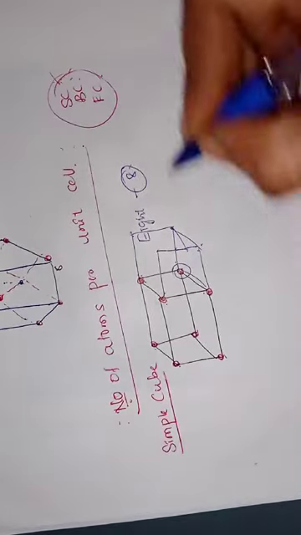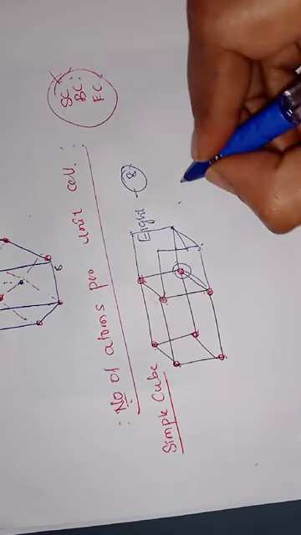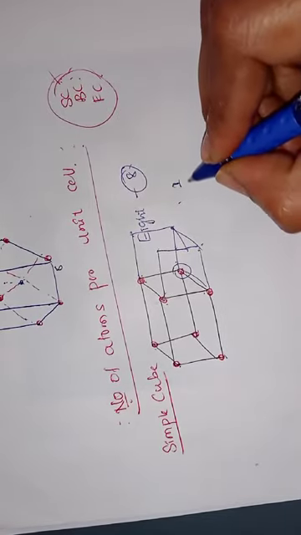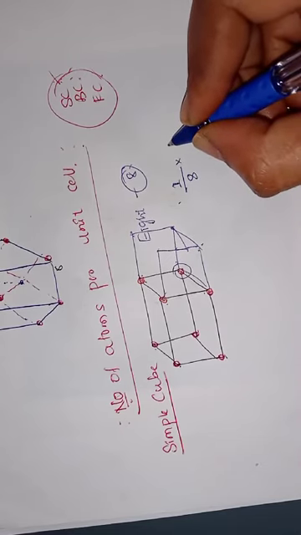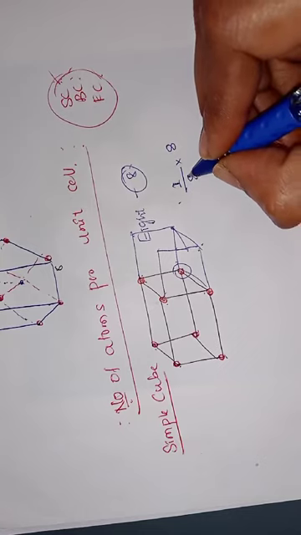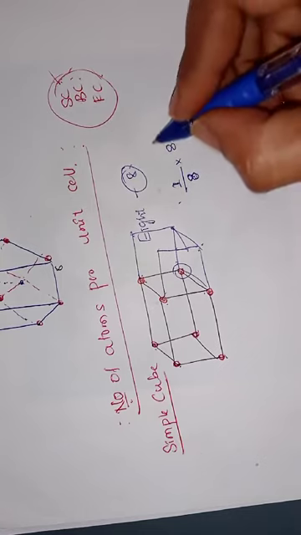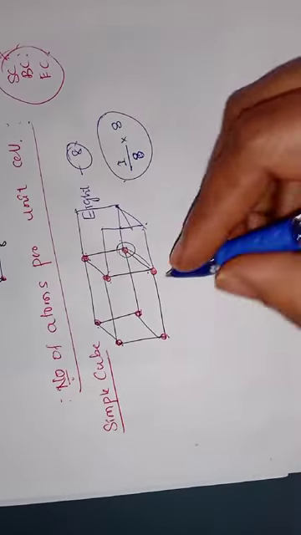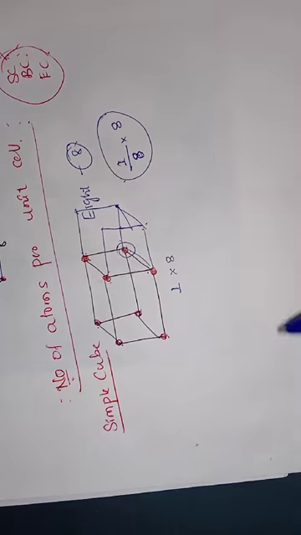So if we consider one unit cell, how many atoms are there? 8. Which will be shared by how many atoms? 8. Which will be shared by another 8 atoms. Let me write once again. In one unit cell there are 8 atoms.